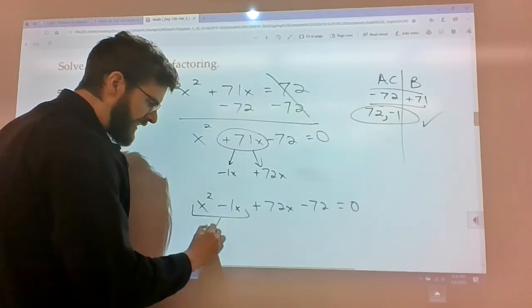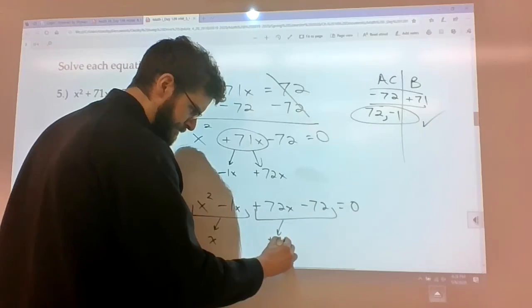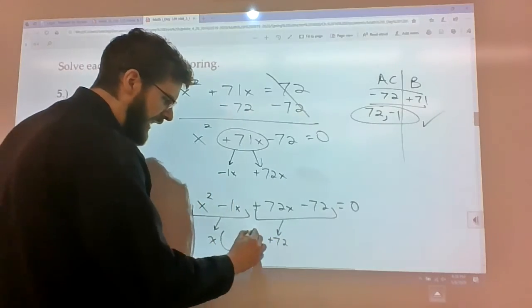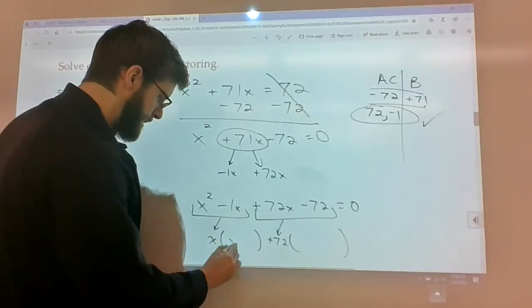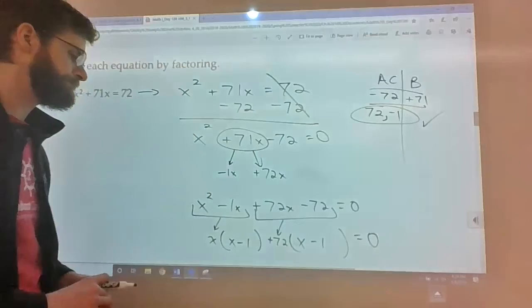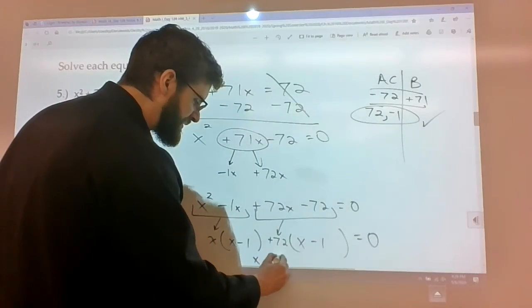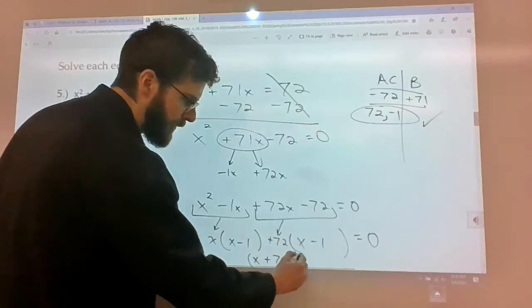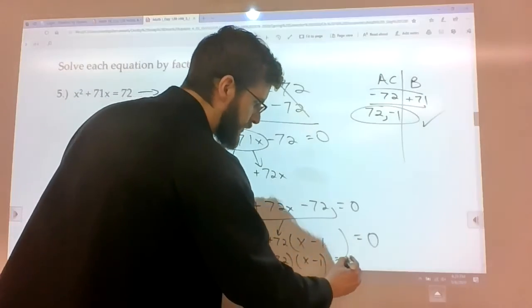They group together to give you x. They group together to give you 72. If you divide, you're going to get x minus 1 for the leftovers. Now, this is x plus 72. The GCFs go in one group. X minus 1 are the leftover groups that combine to 1 equals 0.